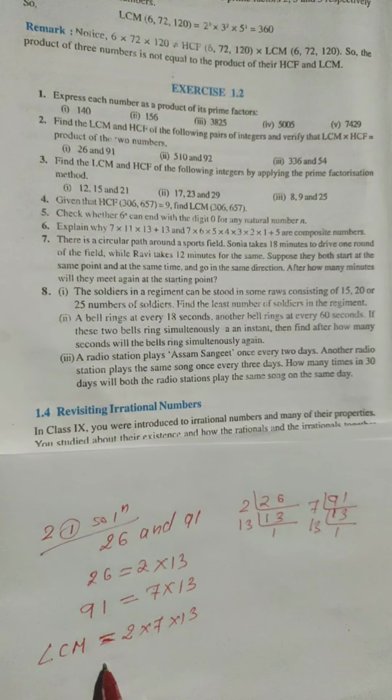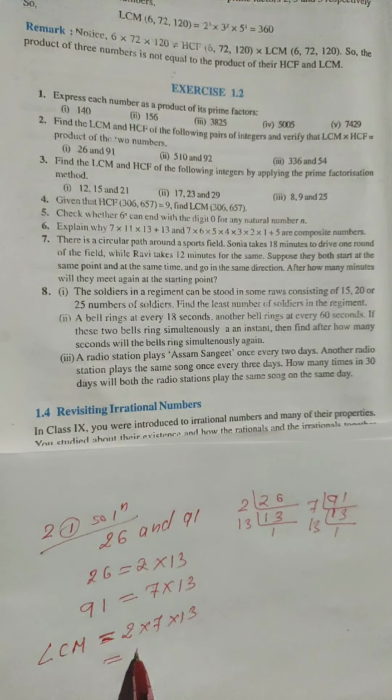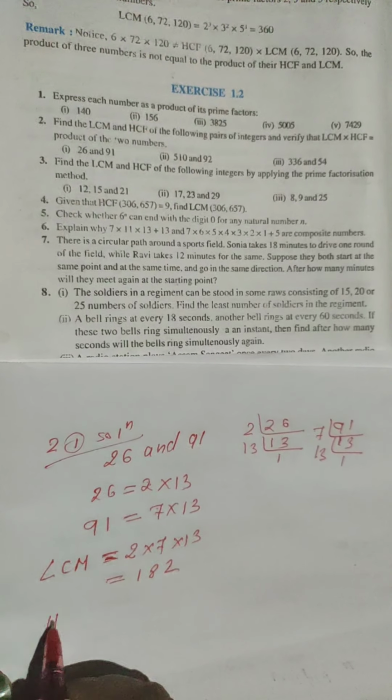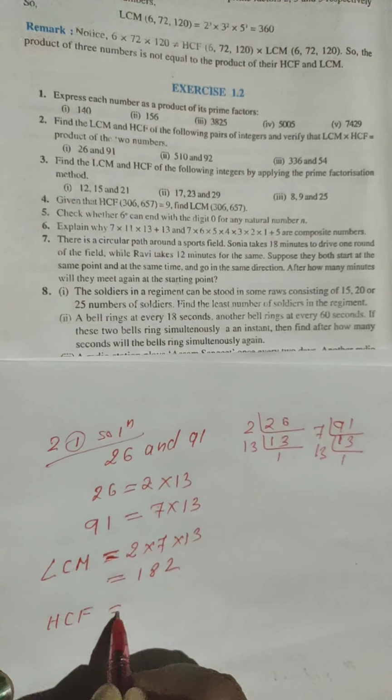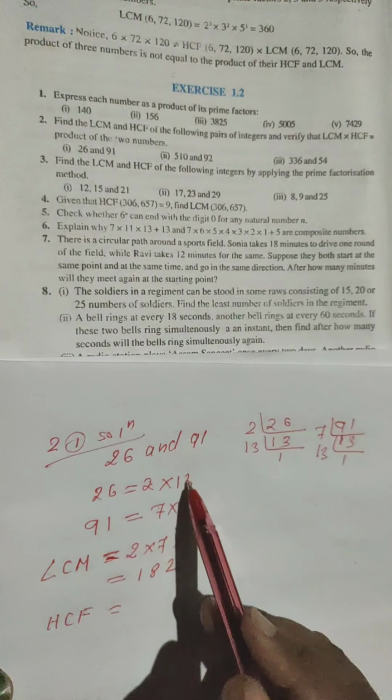So after multiplying this we will get 182. Now HCF, it is highest common factor. Here we have to write only the common one. What is common here? 13.